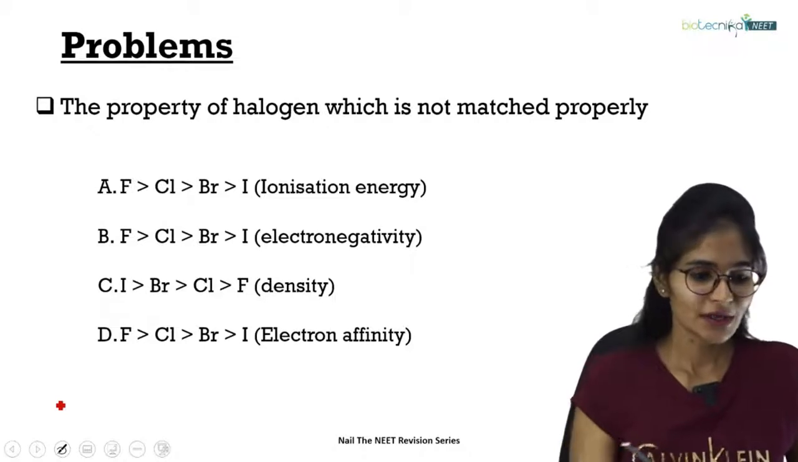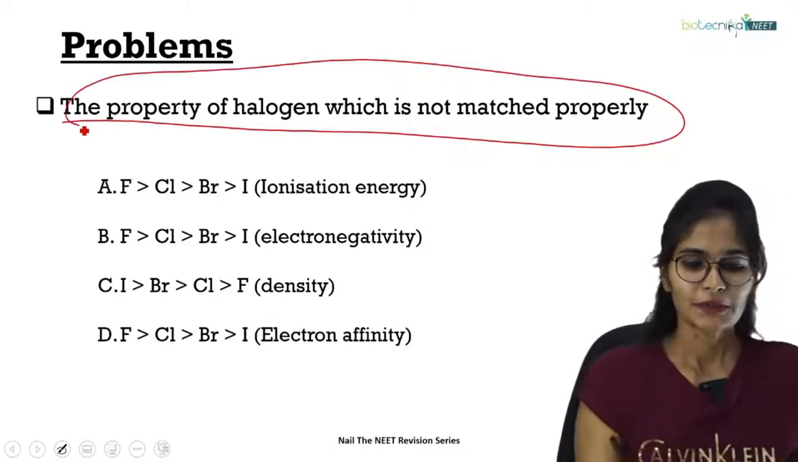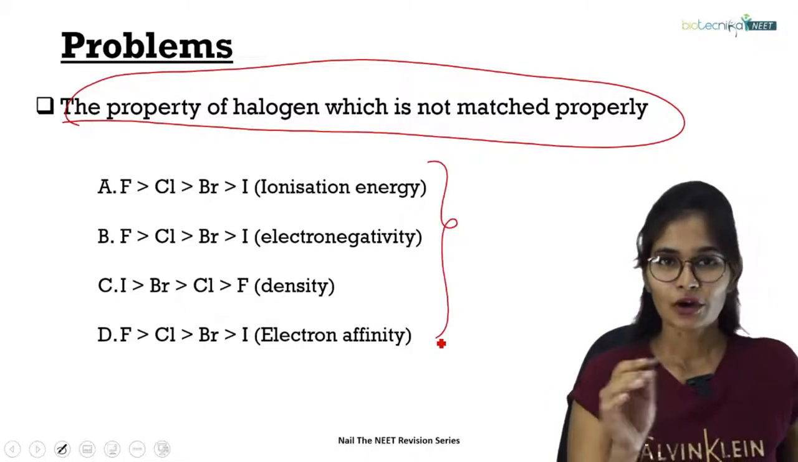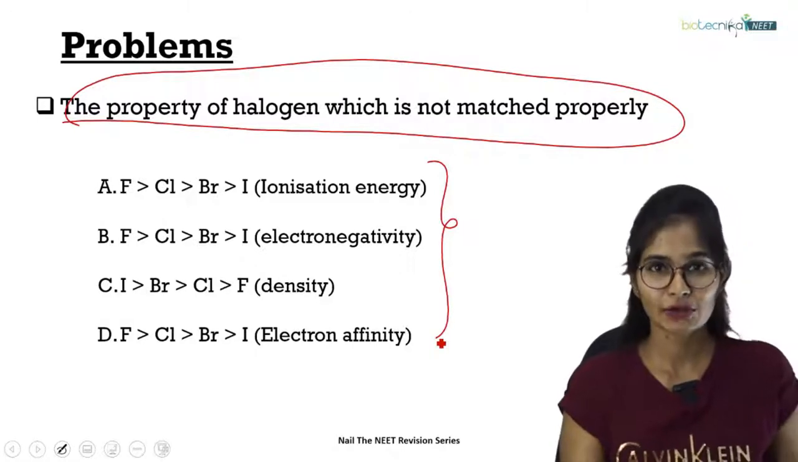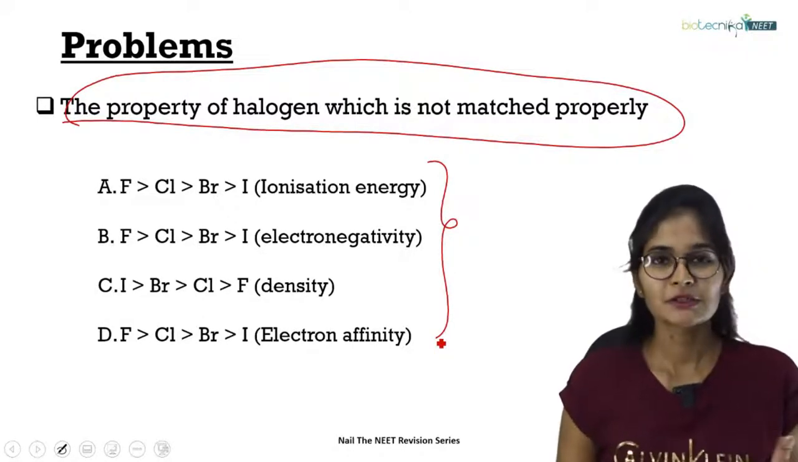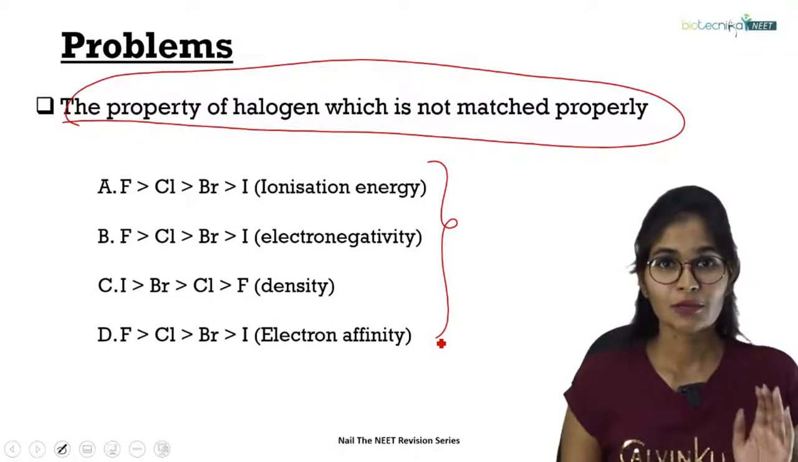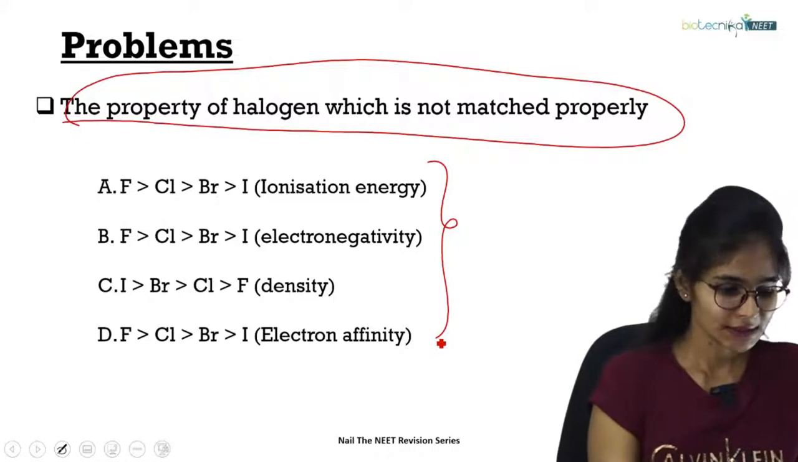The question is like this: the property of halogens which is not matched properly. They have given the order of halogens along with their property, the periodic trend, namely electronegativity, density, and electron affinity. They are asking for the mismatch, the one which is not matching. Now the options, you can see A, B, C, D overall.